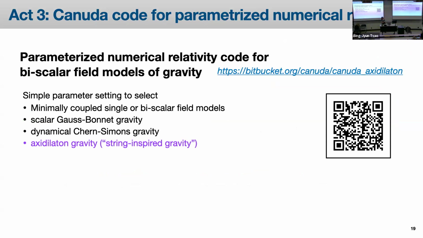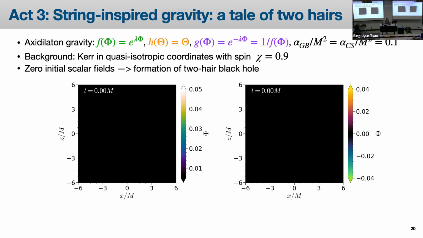It has limiting cases through simple parameter settings from minimally coupled single or two scalar field models, Gauss-Bonnet, Chern-Simons, and axion-dilaton gravity. And let's actually look at the evolution of these two scalar hairs. The background here is a Kerr black hole with a spin of 0.99. We are using for the background the Kerr quasi-isotropic coordinates, and then we are evolving a scalar field on top of that. We initialize them as 0. So we really see how the hair forms.